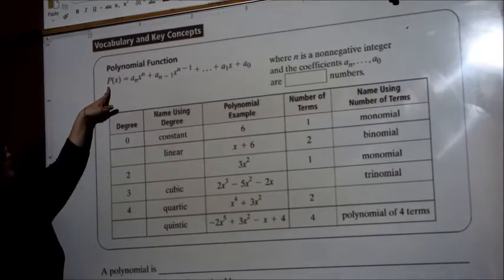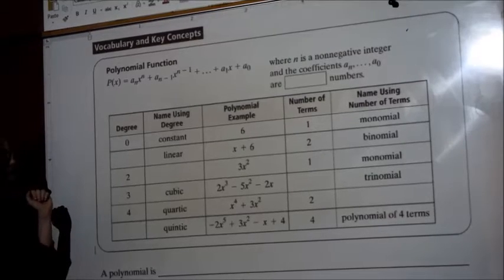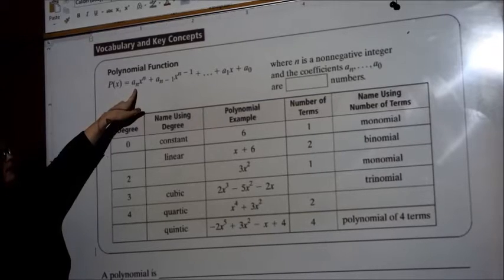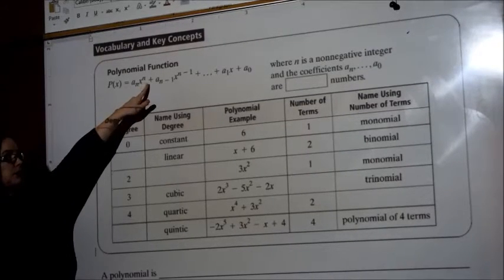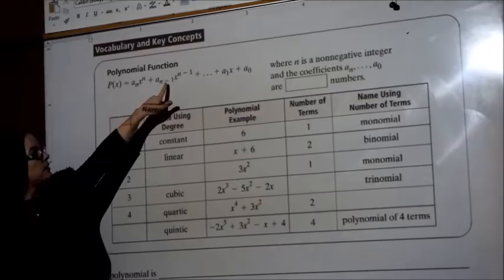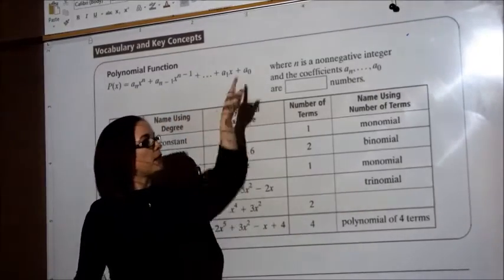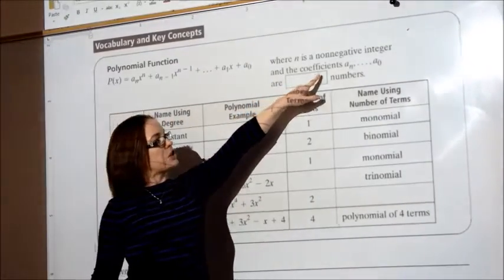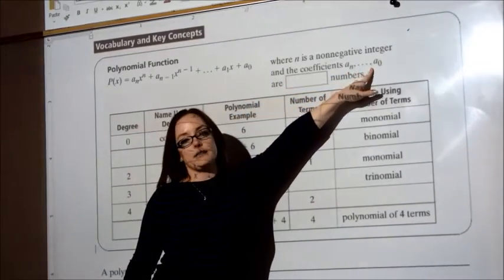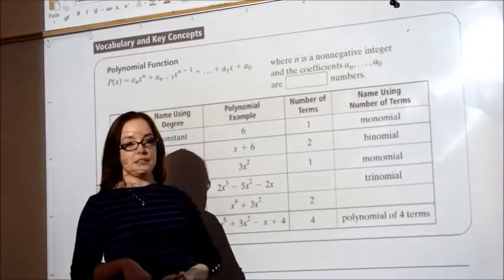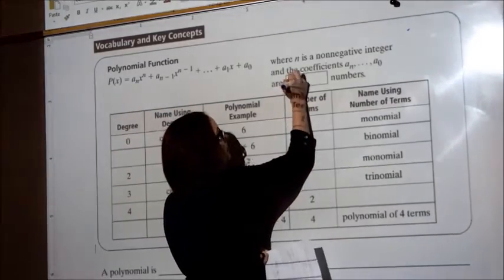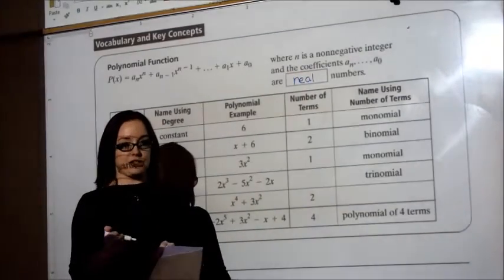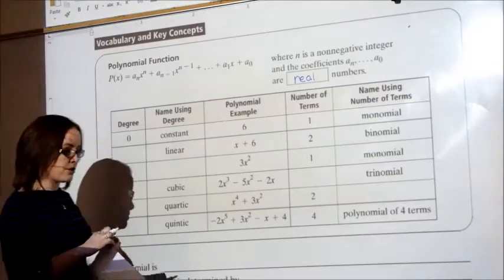This is an example of a polynomial function, which is a sub n x to the nth degree plus a sub n minus 1 and so on, where n is a non-negative integer and the coefficients a sub n all the way to a sub 0 are real numbers. So for right now, we're going to talk about real numbers versus imaginary numbers, which I know you guys had fun with in chapter 5.